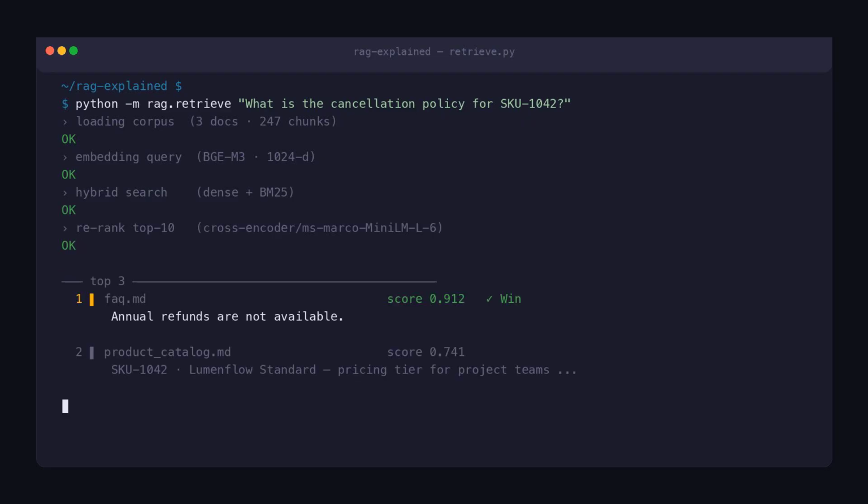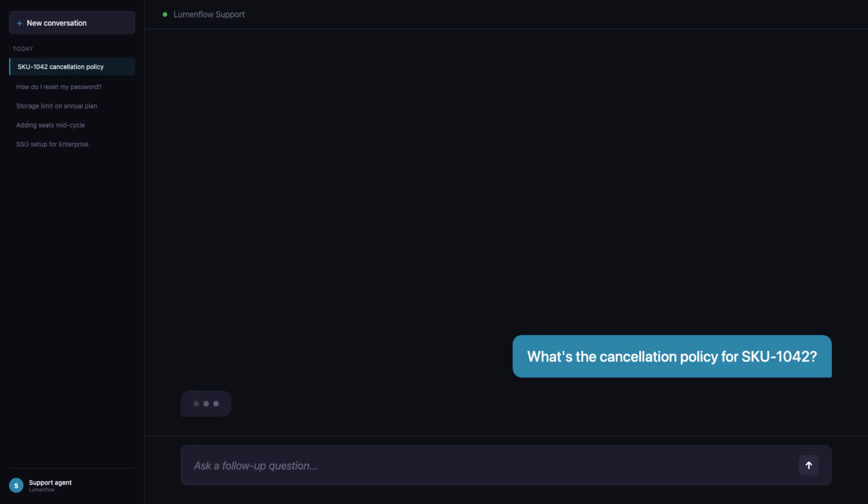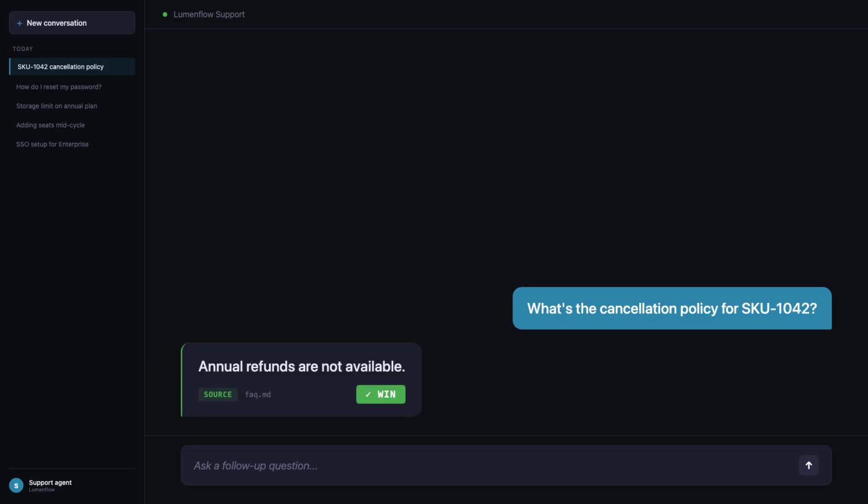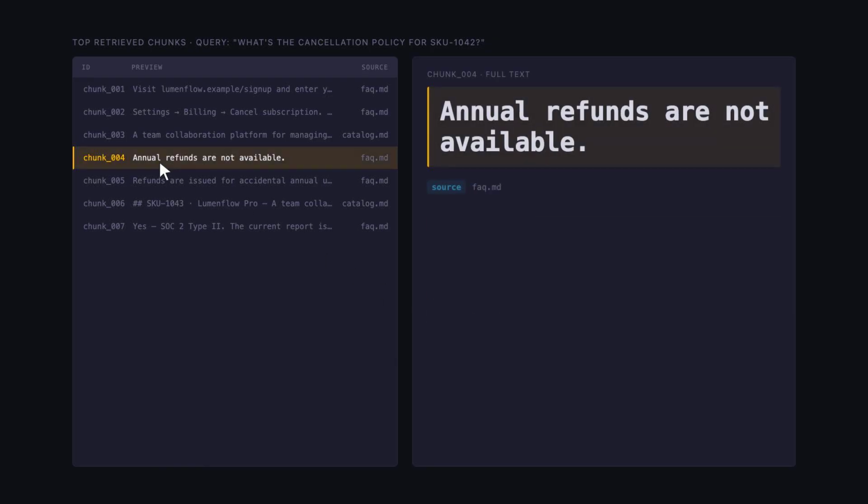The reranker, that strict editor, pushed the matching FAQ to the top. The customer got the answer. Win. But here's what we didn't show you. The chunk that one contained the words, "Annual refunds are not available." That sentence was right. It was also alone.